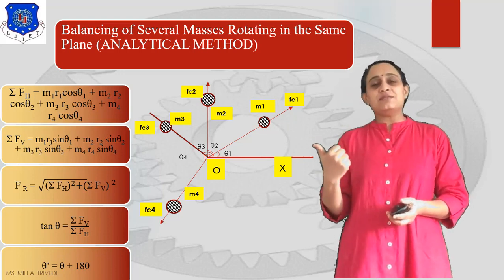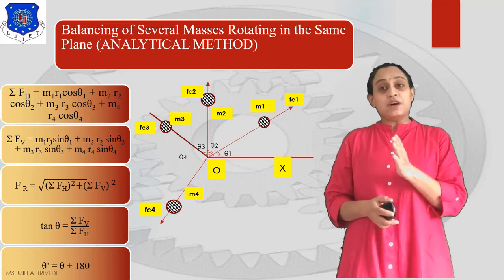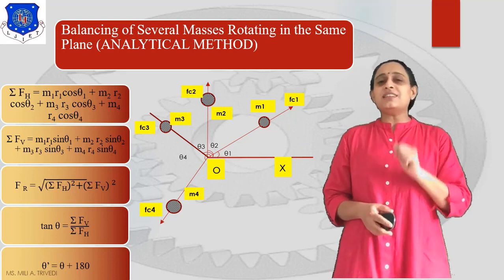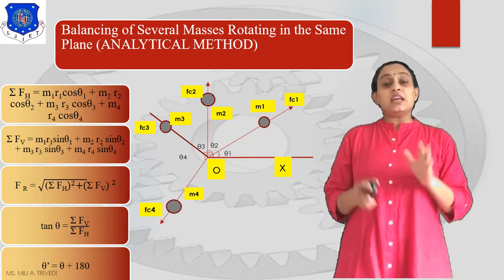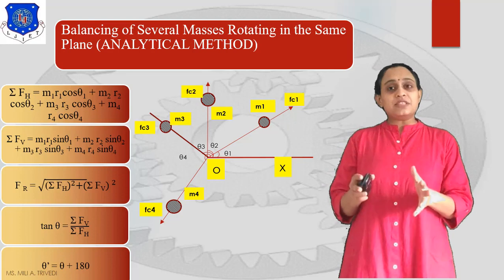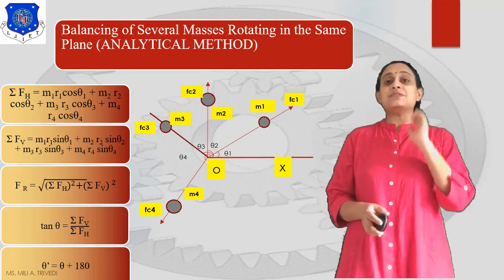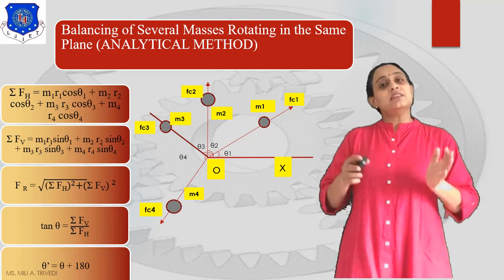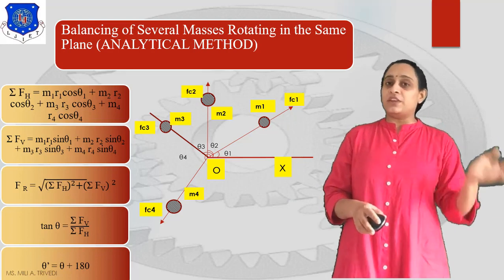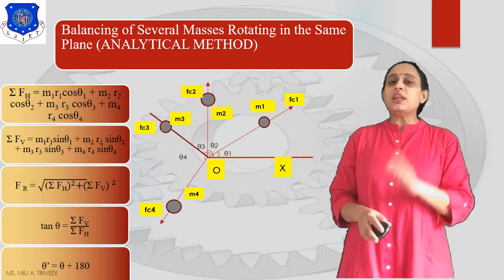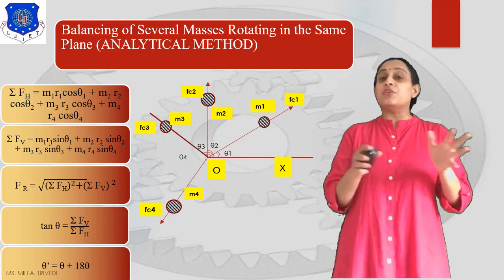One is in the cos side and another one is in the sine side. It means one is the horizontal component and another is the vertical component. Here FC1 is our force, so FC1 has horizontal as well as vertical components. Same as FC2, it also has horizontal as well as vertical components, and similarly for FC3 and FC4.